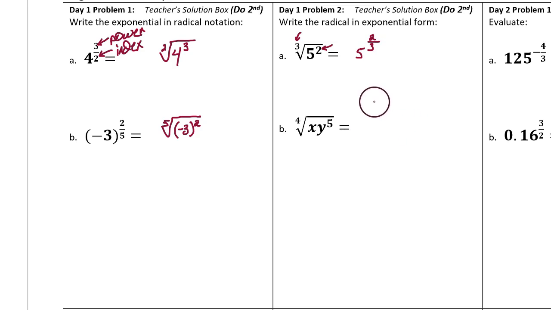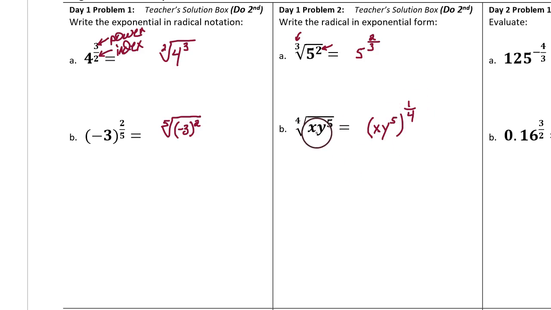The next one involves the same idea. Inside of the radical, we have x, y to the 5th power. And the index of the radical is this 4. That 4 is the denominator in an exponent. So we have 1/4. Now, how come we could not use this 5 in the numerator of a power?